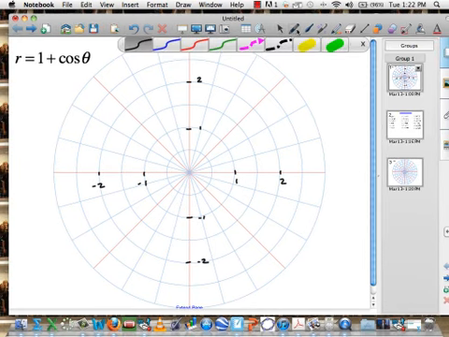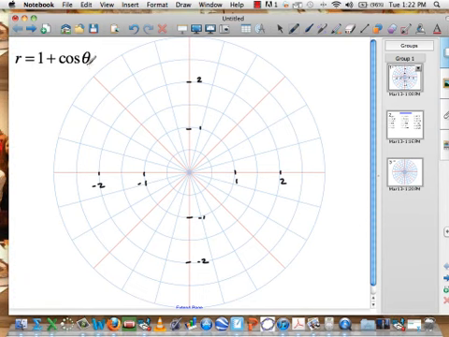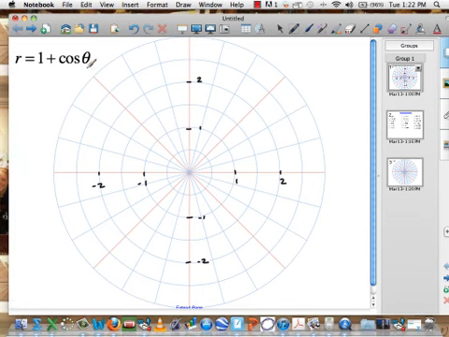So when you have no idea how to graph a polar curve, just like anything else, you're just going to plot points. And that's what I'm going to do here. We're going to graph the curve r equals 1 plus cosine of theta just by plotting points using values of theta that I know from the unit circle.